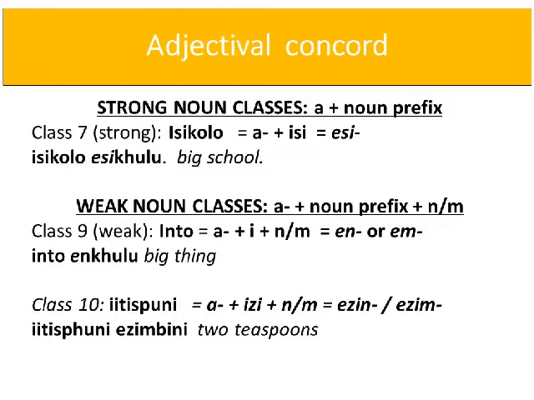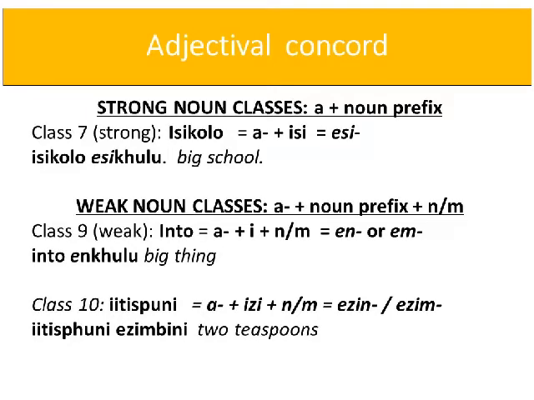So again, if we have big, or our adjectival stem is kulu, then that n is the adjectival concord related to the class 9 noun, in enkulu, the big thing. Our next example is a class 10 noun, iteaspooni, which means teaspoons.